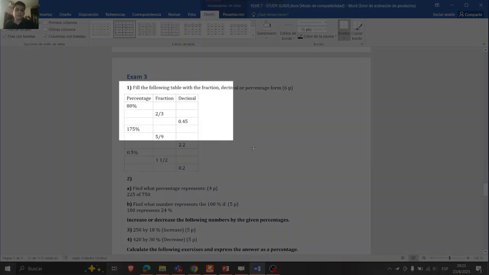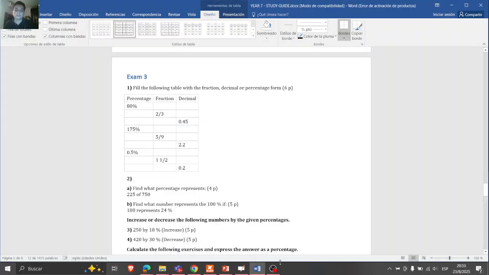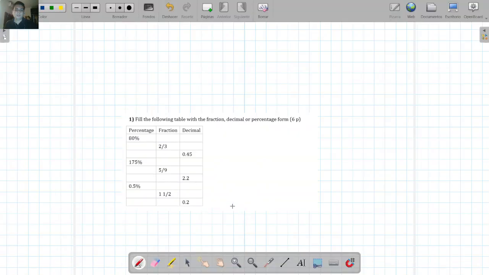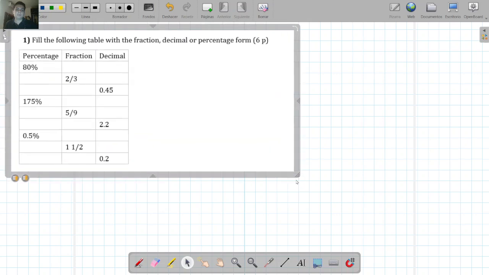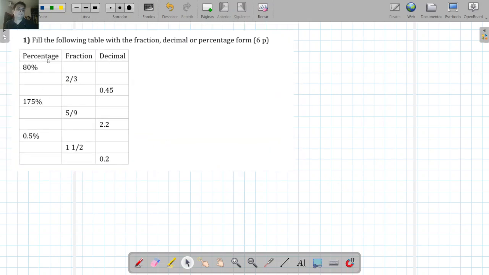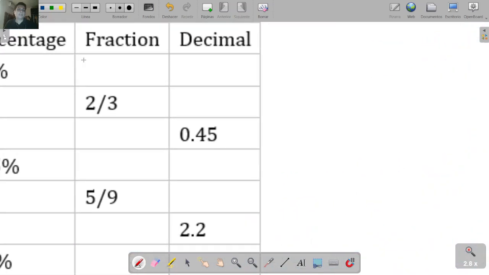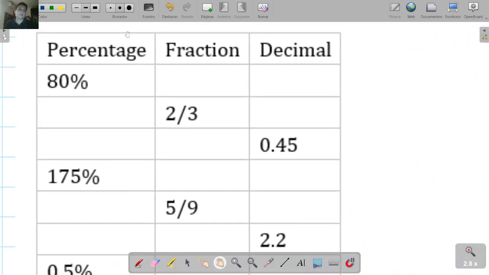First question of the exam, we need to complete this table. To complete the table, you'll see that we have 3 different rows for percentage, fraction, and decimal. To complete the percentage as a fraction is as easy as writing the percentage divided by 100. So if you do it until here, you're okay, but remember you always have to simplify.